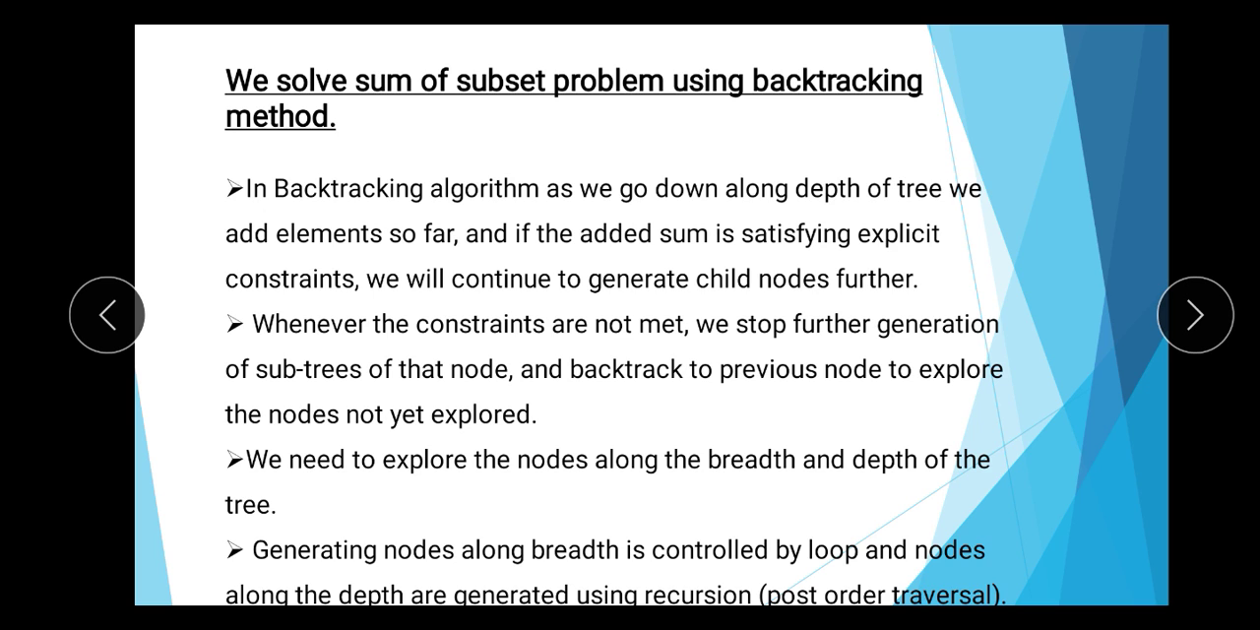Whenever the constraints are not met, we stop further generation of subtrees of that node. If the constraint for the given problem is not satisfied, then we will not explore the tree further and backtrack to the previous node to explore the nodes not yet explored. We need to explore the nodes along the breadth and depth of a tree. Generating nodes along the breadth is controlled by the loop, and nodes along the depth are generated using recursion, that is a post order traversal.